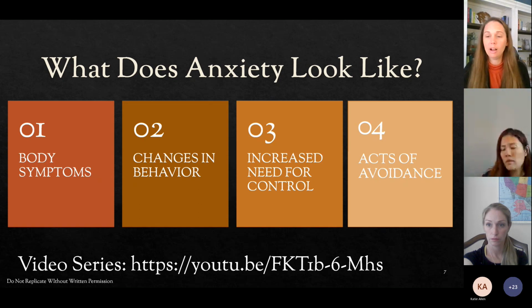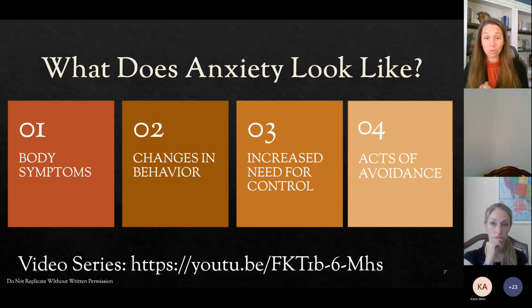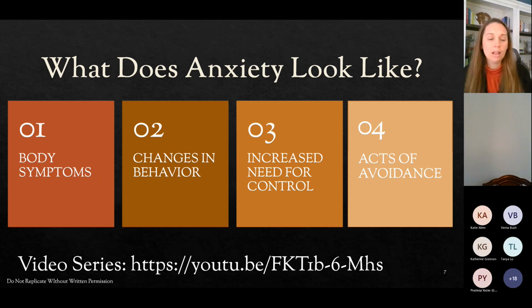And then acts of avoidance. You may see this by avoiding homework, school, friends, or even talking. They may not even want to talk about something because they don't trust their ability to regulate through it. Trusting their ability to regulate or manage the emotion is really, really key. And we're going to talk about that a lot more. And here's the link to that video series.